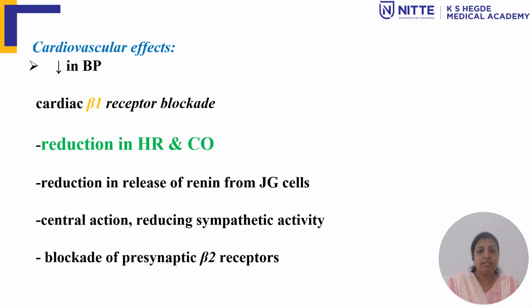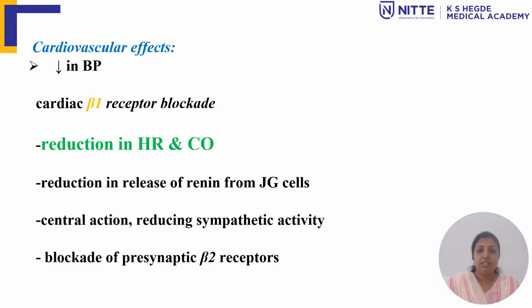Effect on blood vessels. Propranolol produces a fall in BP, but it does not have any direct action on the vessels, and it does not produce any acute reduction in BP. Only after prolonged administration it can reduce BP. By blocking the beta 1 receptors, it can reduce the heart rate and cardiac output. That is the main reason for the fall in BP. But as I told you, there is no acute change.